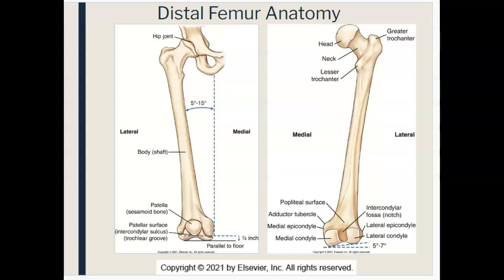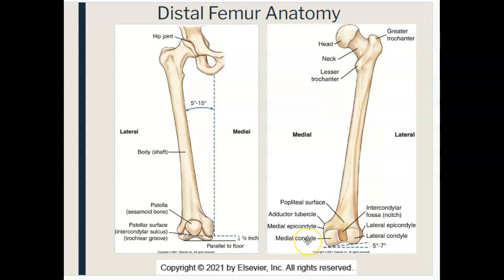Now looking at the picture on the right, this is really going to look at the distal portion of the femur kind of from the back. You're going to notice there are two large rounded condyles that are separated distally and posteriorly by a deep intercondylar fossa.